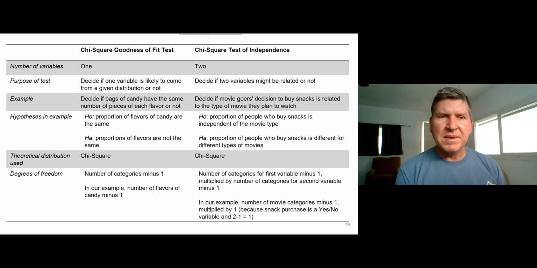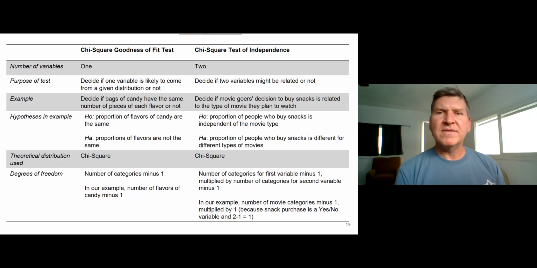So our null hypothesis is the proportion of flavors of candy are the same, and our alternative hypothesis is that the proportions of flavors are not the same. So it's the opposite of the null hypothesis. Remember that mutual exclusivity that we need to maintain. The distribution we're trying to check is the chi-squared distribution. And then the degrees of freedom is the number of categories minus 1, so it'd be the number of flavors of candy minus 1. Since we're only working with one dimension, if we have 5 flavors, the degrees of freedom would be 4. The chi-squared test of independence is the one we just went through 2 examples with.